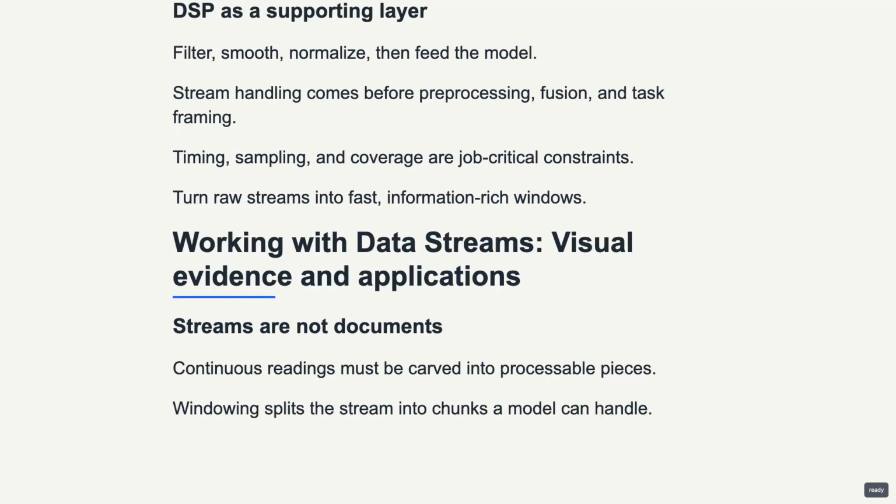Windowing gives the model a bounded input instead of an endless one. A chunk can be a few sensor values, a short audio slice, or a few video frames, but the goal is always the same: make the signal analyzable without losing its structure.